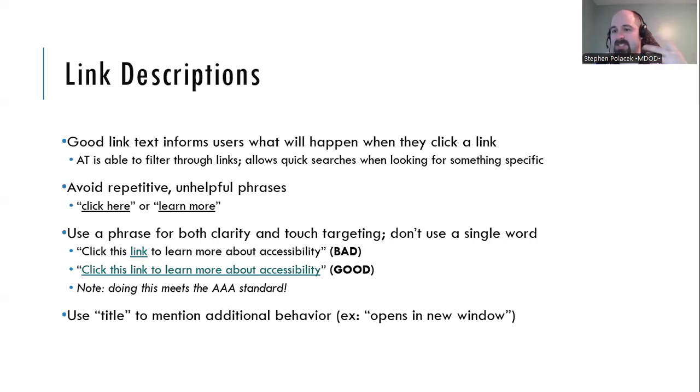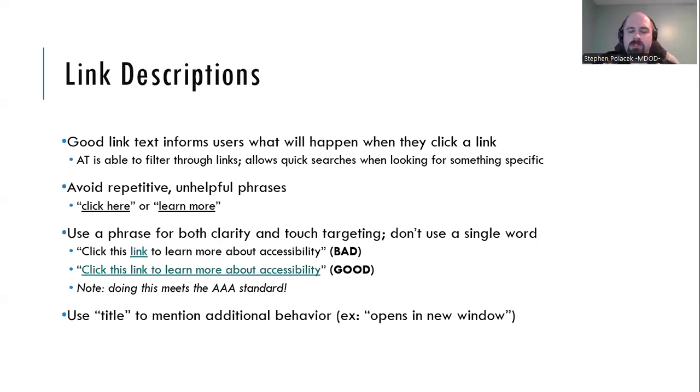So good link text makes that easy. And that's why I want to avoid repetitive or unhelpful phrases. Repeated instances of click here or learn more. If they just read like that, the user has to go to the link and then has to backtrack or move forward in order to make sure that in context, this is the link they're looking for. So it makes things just a little bit more cumbersome to do. In general, they're also just unhelpful.